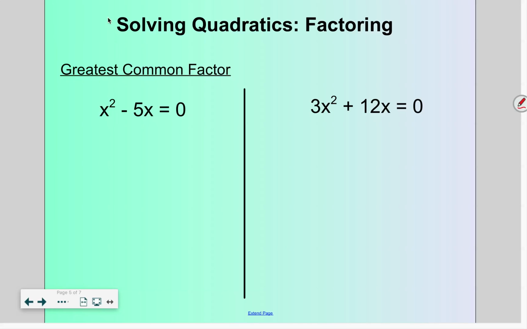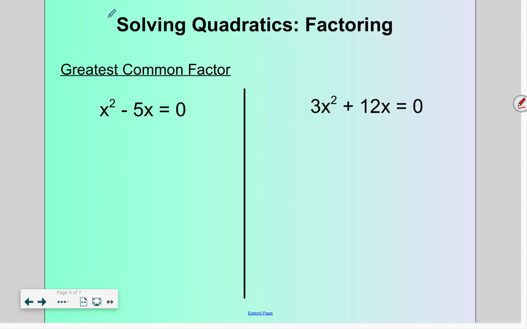Another method of solving quadratics is by using a greatest common factor. You'll notice that in these problems here, there's more than one x going on in the equation. So we can't just add the 5 and divide or take a square root. We need a few other methods to deal with this.